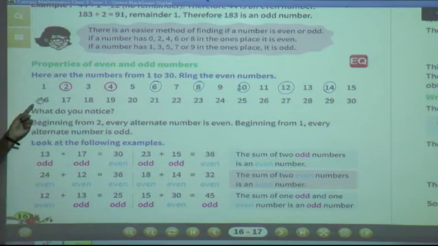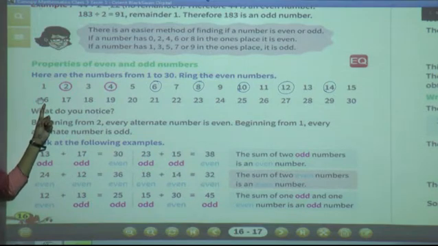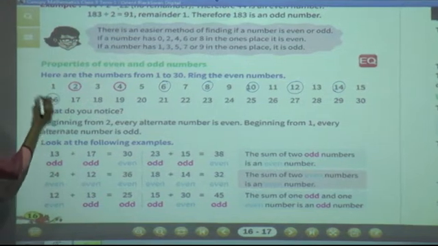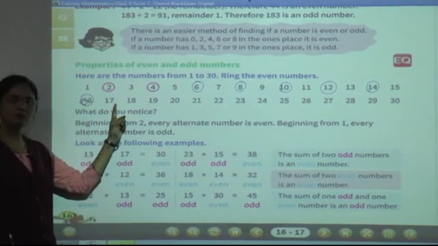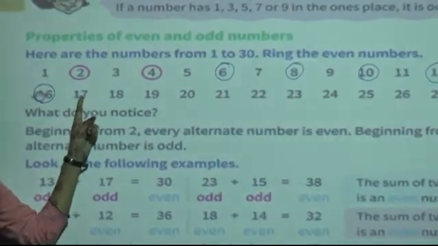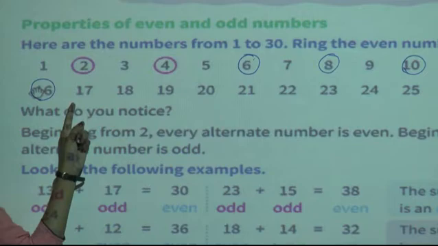Now see this 16. In 16 at ones place which number is there? 6 is there. And 6, is it even or odd? Yes, it is even. So this whole number 16 is even. So we will ring it. Now see this 17. In 17 at ones place 7 is there, and 7 is an odd number. So this 17 is also odd. So we will not ring.